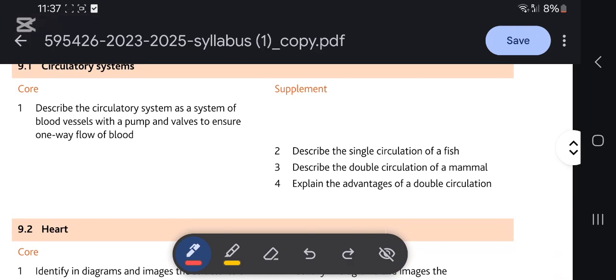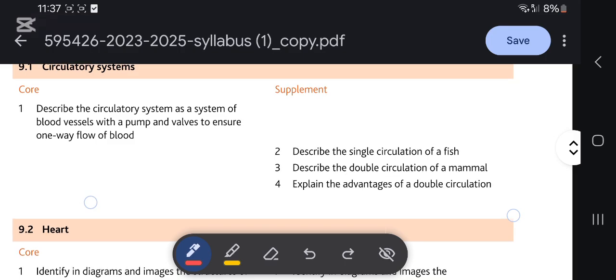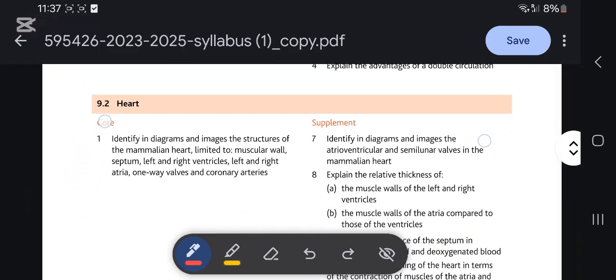Another advantage is that it prevents mixing of oxygenated and deoxygenated blood, and it can flow at high pressure to the body. It's a fast supply of oxygen and fast removal of carbon dioxide. Then blood in single circulation is at low pressure, and there's only one atrium and one ventricle, and there's no separation between oxygenated and deoxygenated blood. So this is about single circulation.